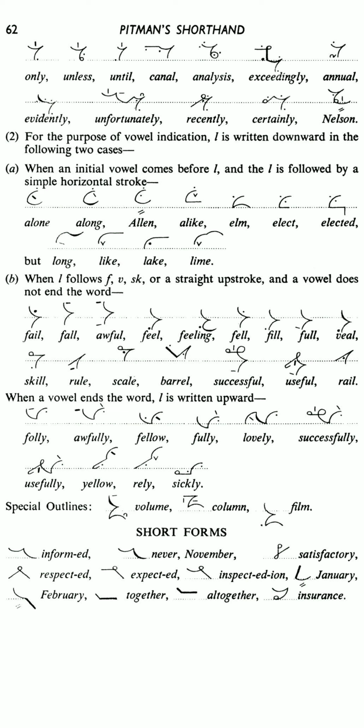Next, these are the short forms. Inform or informed: N with F stroke on the line. N with V stroke on the line for never or November. S circle T, another S circle, upward R on the line for satisfactory. On the line R, upward R with S circle with P for respect or respected. K, S circle P on the line, expect or expected. N stroke, S circle P on the line for inspect, inspected or inspection.